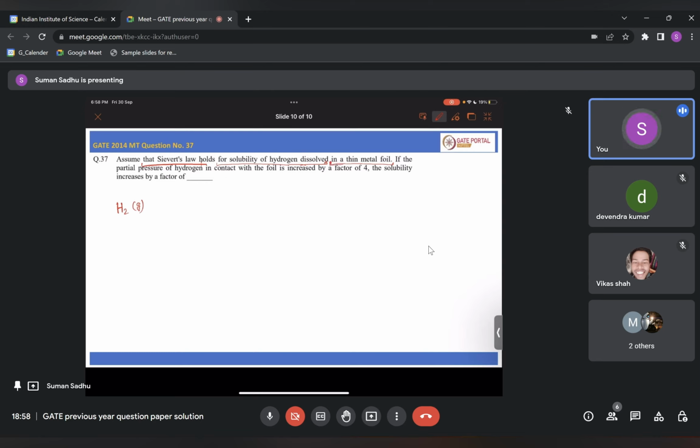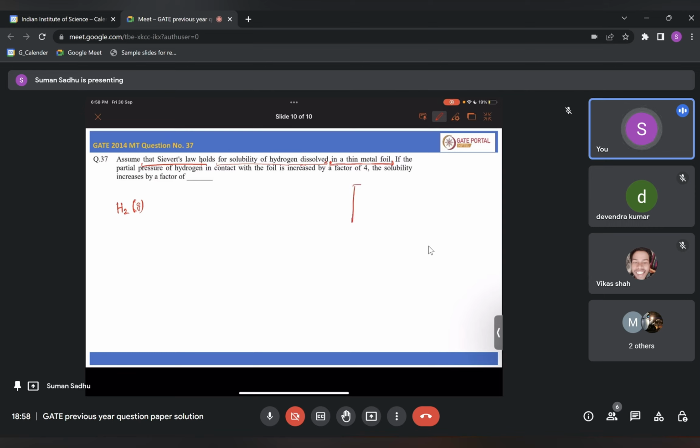It is told that hydrogen is getting dissolved in a thin metal foil. So that means this hydrogen gas is getting dissolved in the metallic film. How will it dissolve? It cannot stay in the gaseous form inside the metal, right? So it has to go to the atomic level. Then only it can dissolve in a metal.